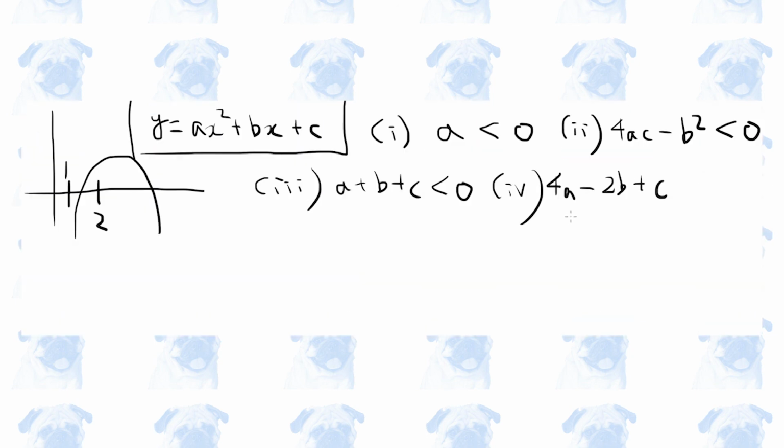In part 4, we have 4a minus 2b plus c. This is equivalent to substituting x equals minus 2 into the equation of the parabola. When x is minus 2, the y value is definitely negative.